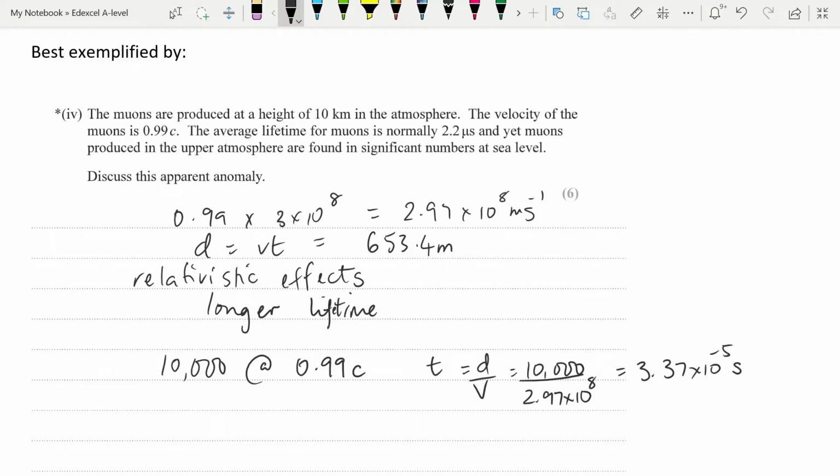So that is their new lifetime to us. Now remember, to the particles, that's still 2.2 microseconds. If they were counting it, they would still think it was 2.2 microseconds. But because we're stationary relative to them, to us it looks like 3.37 times 10 to the minus 5. And if you compare their 2.2 with 3.37, you'll find that it's a factor of 15. So their time dilation factor is 15. They are lasting 15 times longer than we expected.